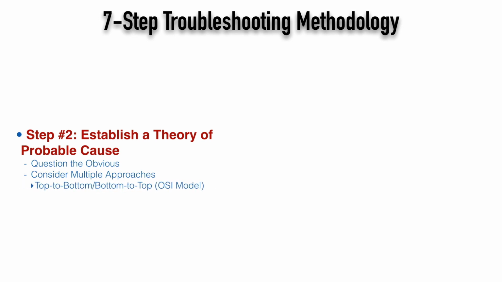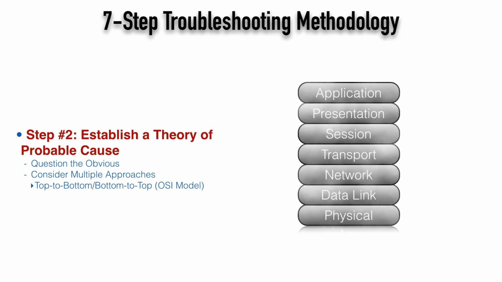We might use the OSI model as a reference. We could say we're going to start at the application layer, work our way down. Or we could say that we're going to start at the physical layer. We're going to check the cabling, and from there, we'll work our way up. Personally, I'm a fan of starting in the middle. It's called the divide and conquer approach.